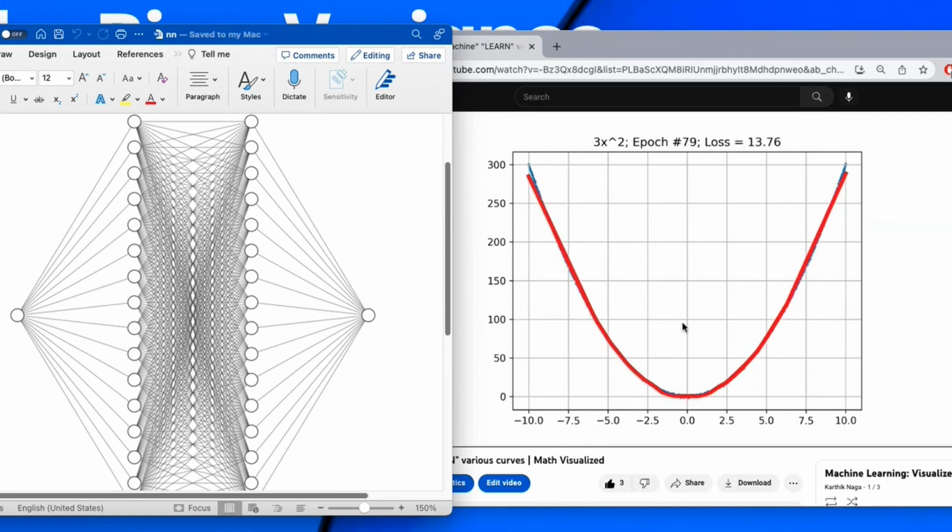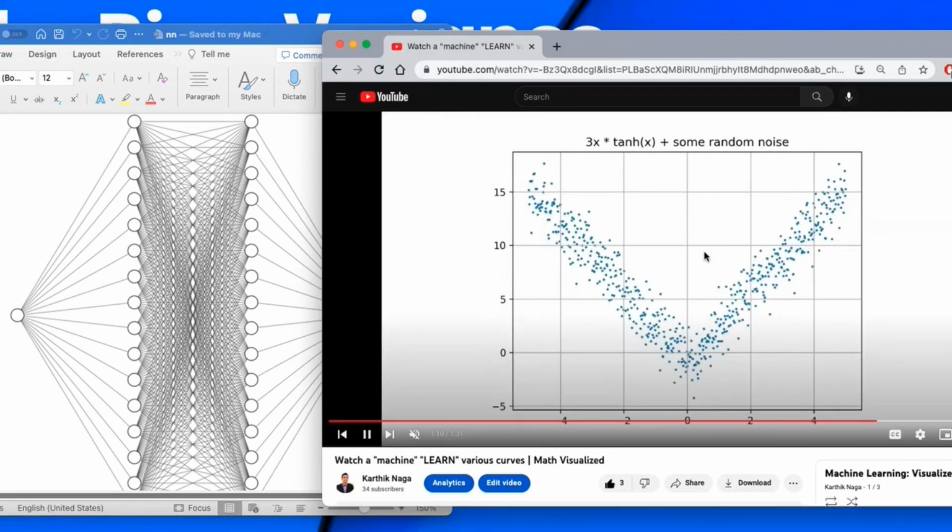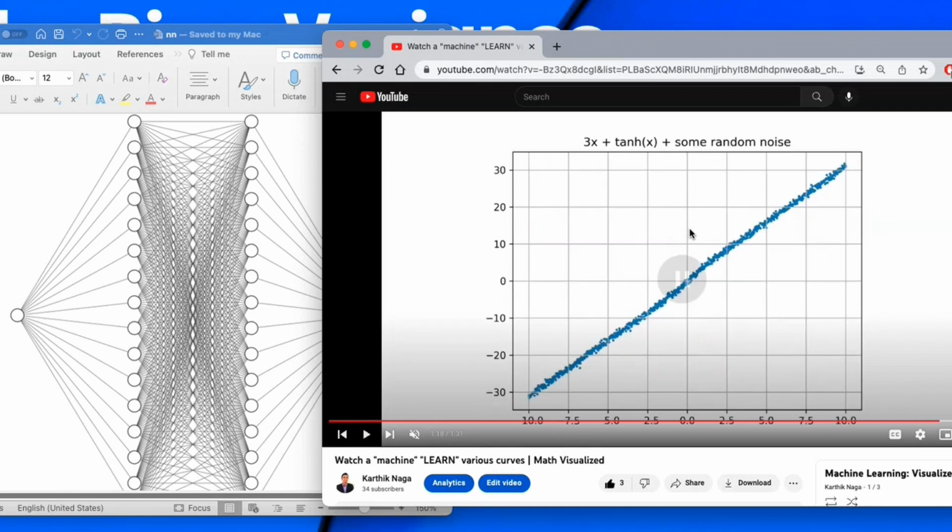And it learns that a lot quicker. You can see that it only took 79 epochs for that. It learned it really fast. And in this case, it's really just a linear trend, and it learned that really fast. And yes, I did use this same neural network for all of these in order to learn all of these different data points.